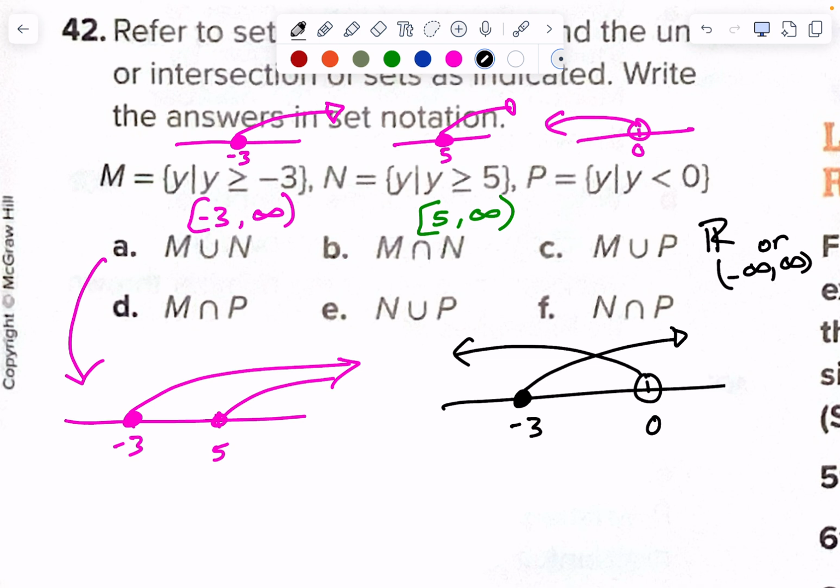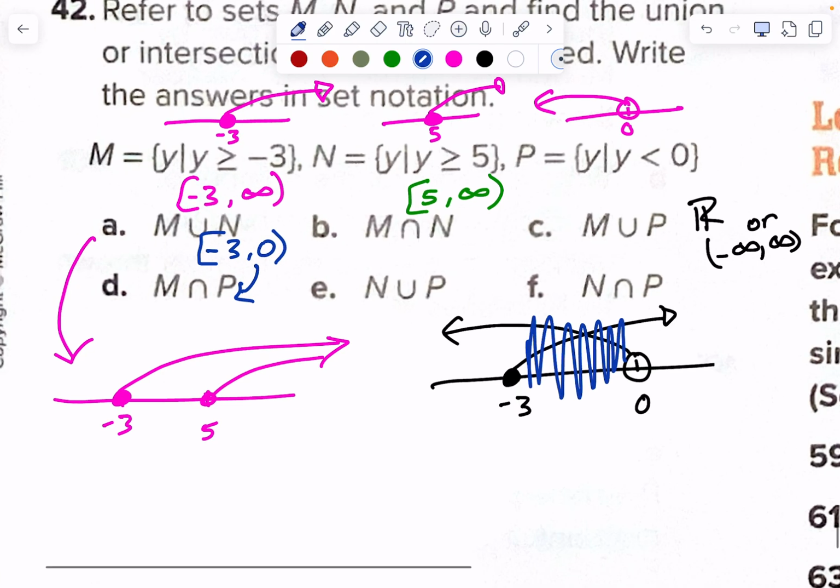All right, now, the intersection, where do they overlap? From -3 to... from here to here, that's where they overlap, right? So from -3 to 0, brackets or parens? Bracket on the left. Bracket here, paren there, right? Okay, that's for part D.